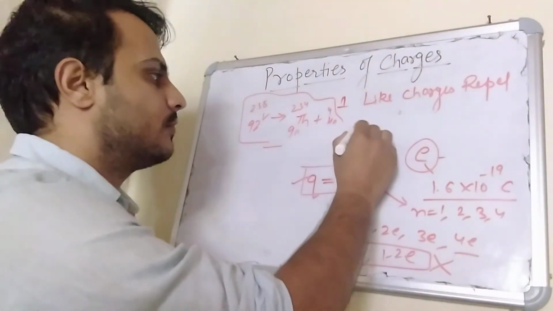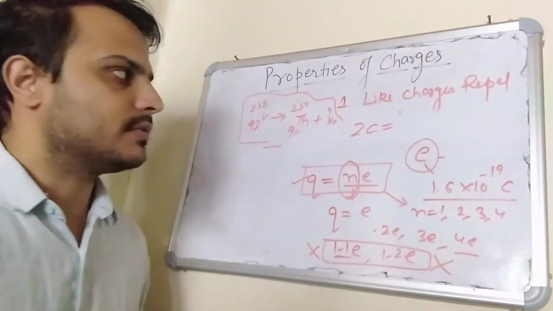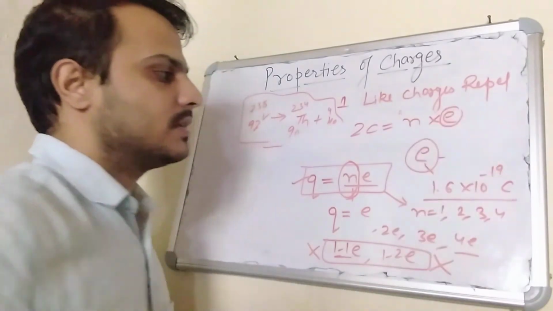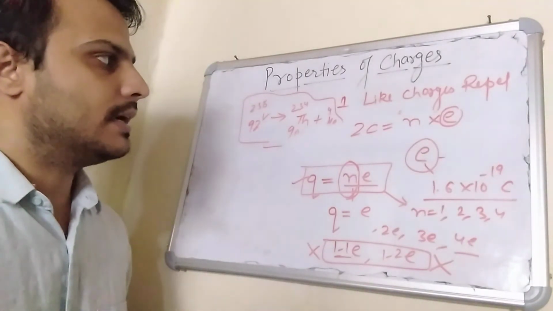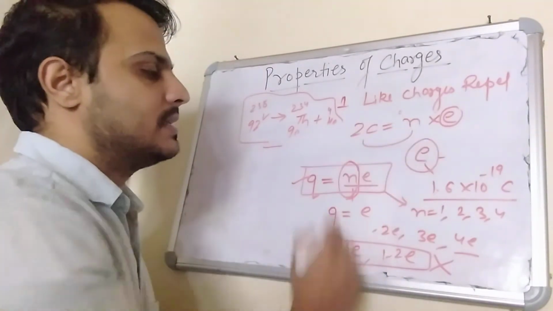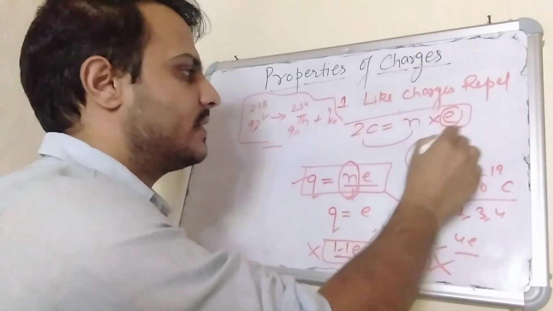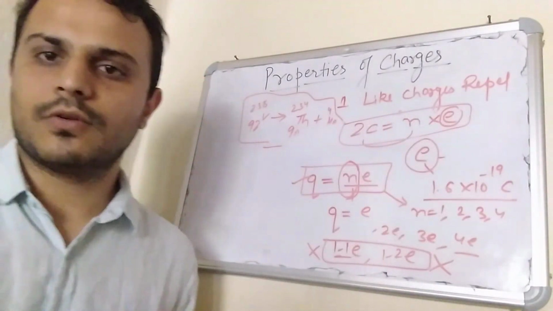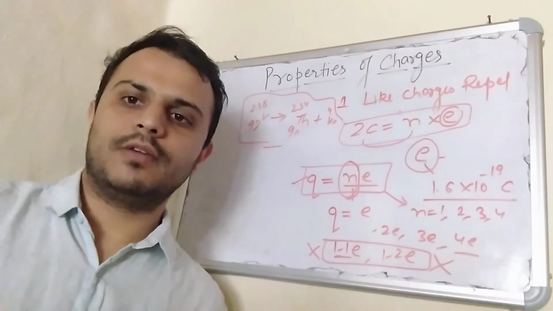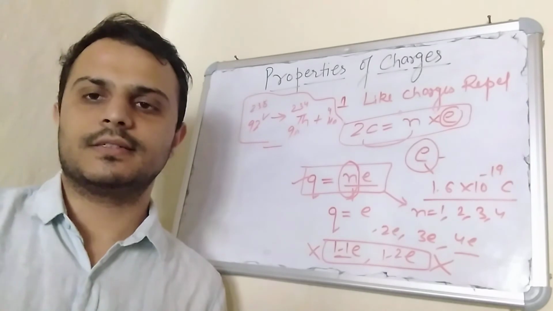For example, you have a charge of 2 coulombs, and someone asks how many electrons make this amount of charge. You use the relation q equals n into e. You know the value of e is 1.6 into 10 raised to power minus 19 coulombs. So coulomb will cancel with coulomb, and you will get the value of n as some number. This relation is very important and indicates that charge is always quantized, meaning charge can never be like 1.2e or 1.3e. It is always 1e, 2e, 3e, 4e, and charge will always exist in this way.